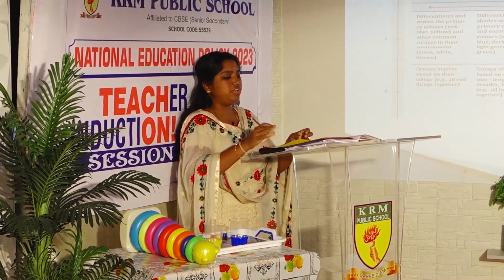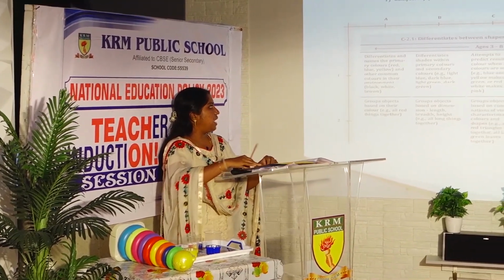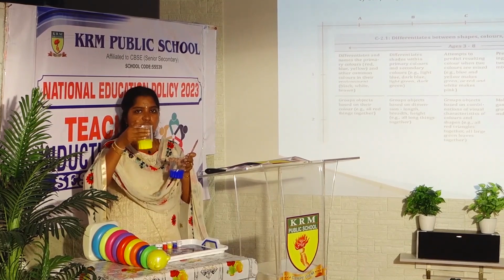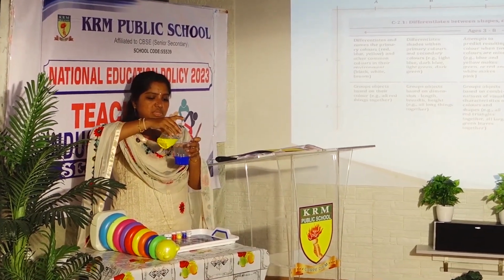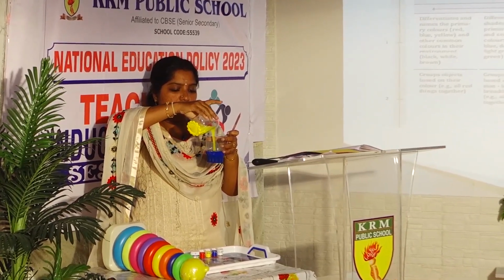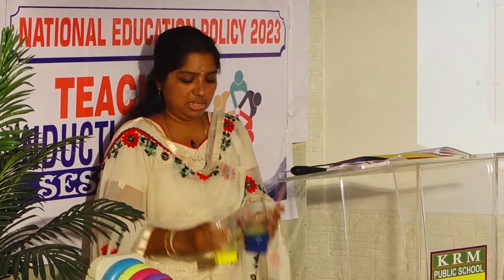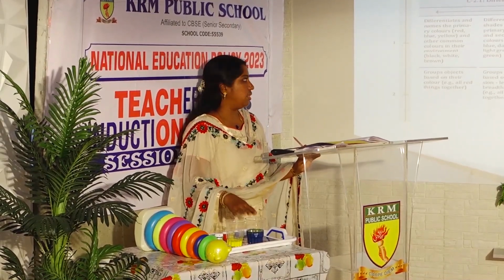Next, they should differentiate between light yellow and dark yellow. Next, they have to predict the color from the mixing of two colors. We have two colors here, yellow and blue. The result of mixing both the colors will be green. Yes, you can see it's green. So children have to identify what result they will get after mixing both the colors.